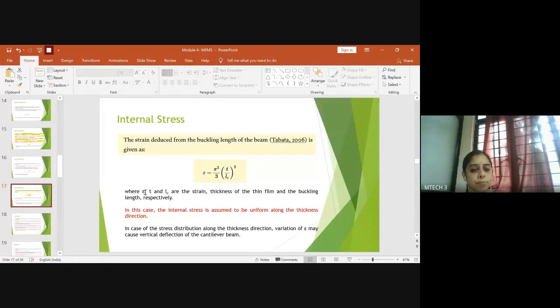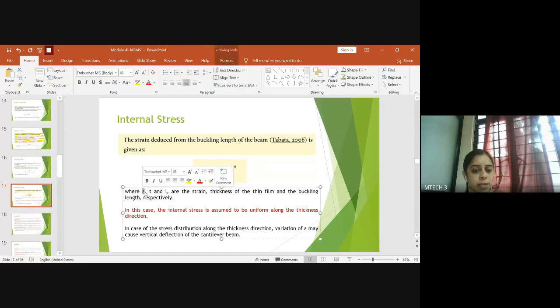Here this symbol was referred to as strain, T was nothing but the thickness of the film, and L suffix C was nothing but the buckling length. What is the minimum length required for buckling to come into the picture? That was evaluated by the researcher Tabata in the year 2006. When he did this experimentally, he observed that during the derivation of the formula there should be some assumptions, and based on the assumptions he derived the equation and he performed the experiment also.